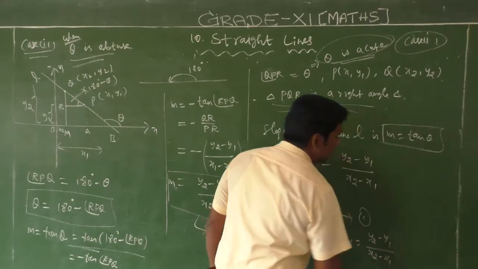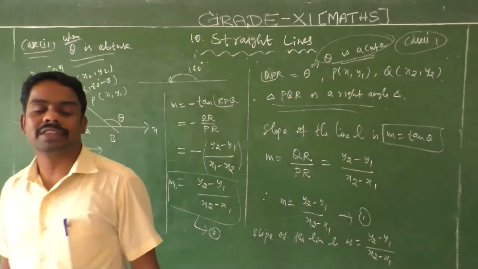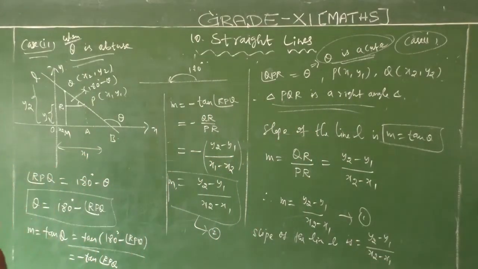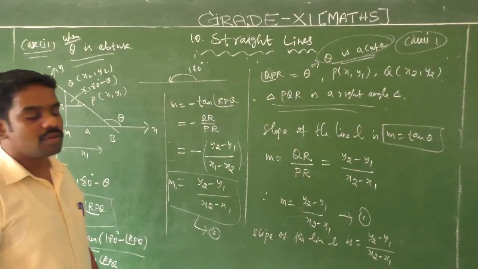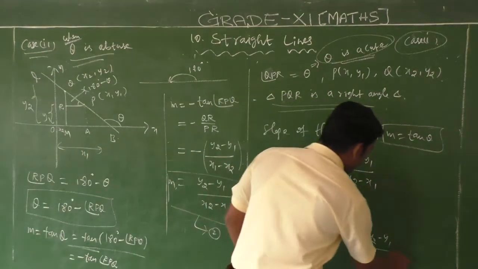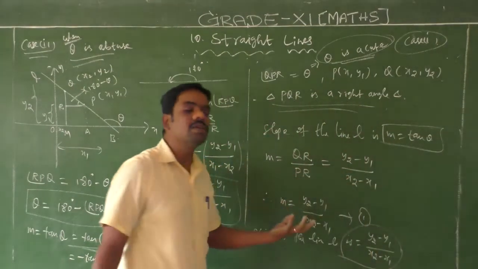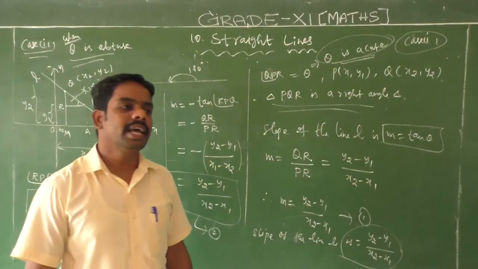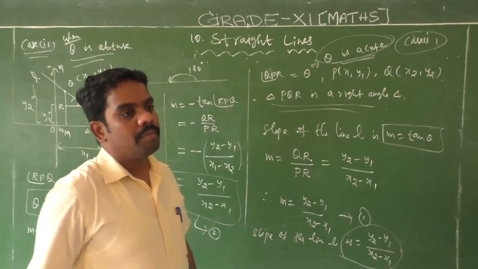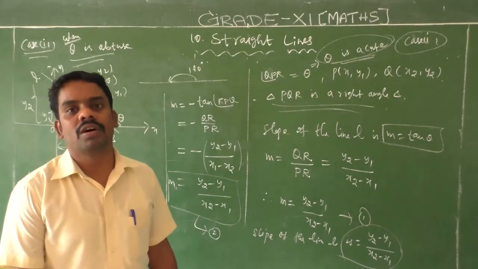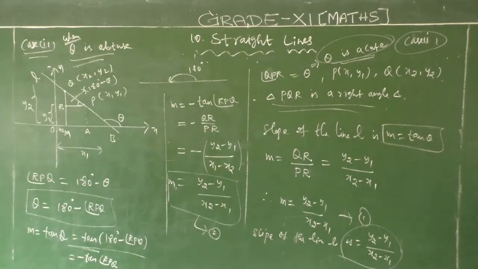When the line passes through the points (x1, y1) and (x2, y2), the slope of the line is (y2 minus y1) by (x2 minus x1), or (y1 minus y2) divided by (x1 minus x2). But x1 and x2 are not equal.